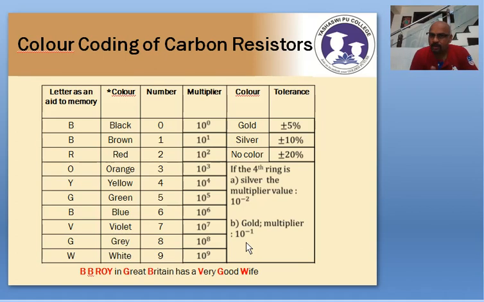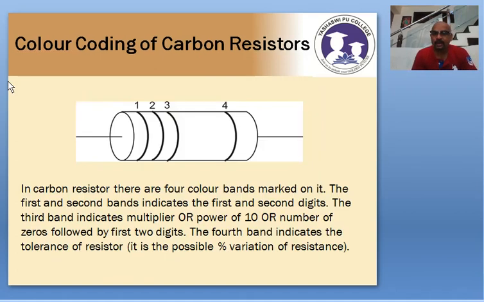Now, color coding of carbon resistors. As I told you, there will be 4 rings: 1, 2, 3, 4. Say the first ring can be brown, the second ring black, the third ring red, the fourth ring gold. Say this is the case. First ring is brown, then black, red, gold.